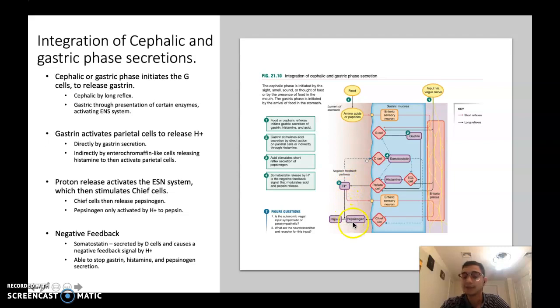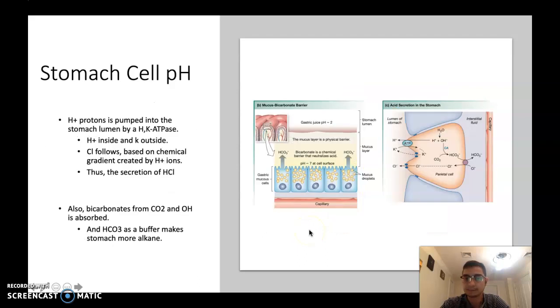Now, we also have a strong negative feedback loop. Once there are too many protons or too much pepsin in the system, the D cells release somatostatin, which is able to inhibit the G cells from secreting gastrin, inhibit the ECL cells to stop histamine and so stop the parietal cells indirectly, or directly stop the parietal cells. It is also able to stop the chief cells from releasing pepsinogen or the activated pepsin, after it gets activated by the high intake of protons in our system.